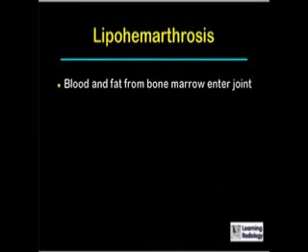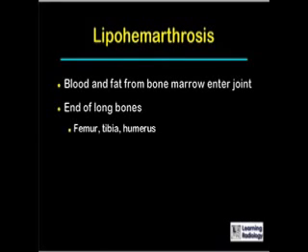Lipohemarthroses are a special variety of joint effusion around the knee, consisting of a combination of both blood and fat, the fat coming from the bone marrow when there are fractures around the joint. These usually occur at the end of long bones, the femur, the tibia, sometimes the proximal humerus. The knee is the most common site.